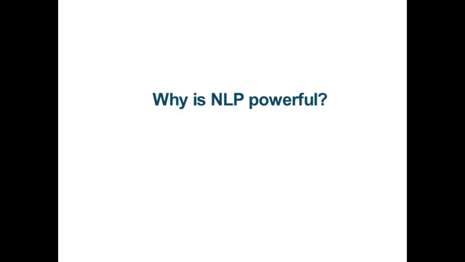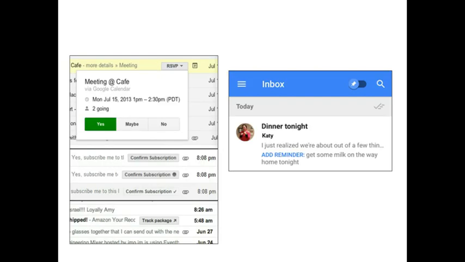So why is NLP powerful? Let's see some examples. Many of us are familiar with email. This is an example of Google's Inbox. Certain actions such as an RSVP or confirming a subscription or tracking a package can be accessed directly through specific actions that are tied to the content of the email. Further, NLP is used to teach Inbox to recognize to-dos in your inbox, like a dinner tonight.